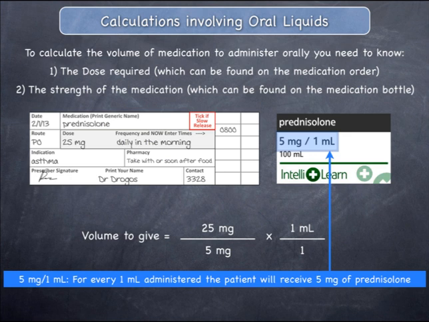You can do this by considering the dose required and the concentration of medication. 5 milligrams in 1 mil means that if you were to administer 1 mil of the liquid, the patient would receive exactly 5 milligrams of prednisolone. If you were to administer 2 mils of the liquid, the patient would receive exactly 10 milligrams of prednisolone. 3 mils of the liquid would result in a dose of 15 milligrams of prednisolone. And if you continue this logic, you will find that 5 mils of the liquid needs to be administered for the patient to receive a dose of exactly 25 milligrams of prednisolone.